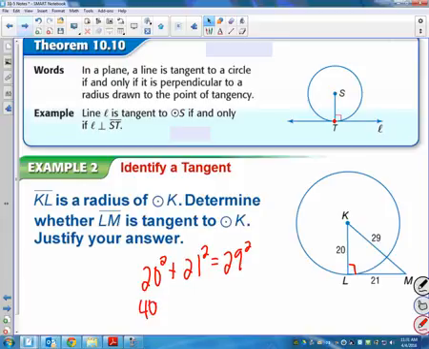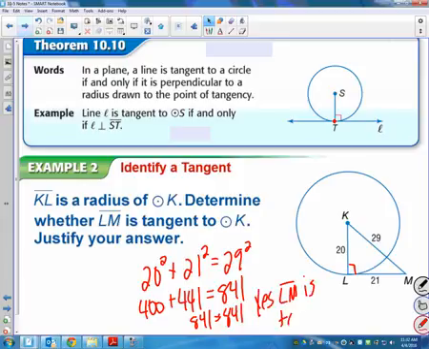So this is 400 plus 441. 29 squared is 841. So since the Pythagorean theorem is true, it's a right triangle, then yes, LM is tangent. Yeah, showing your work is a great justification. Questions about that?